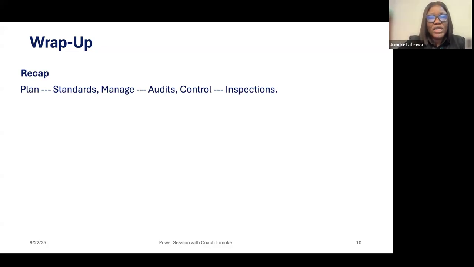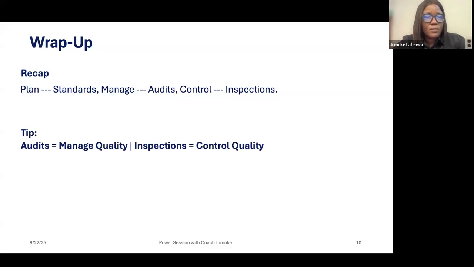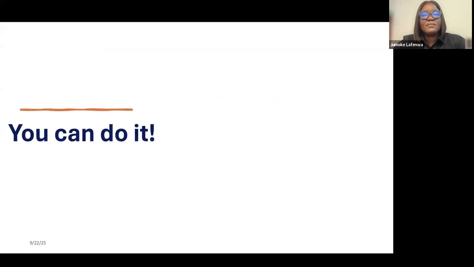Plan will lead to a standard that the quality of your product or end product must meet. Whatever you plan, you need to manage it, and that is where auditing comes in. After you finish the production, you need to check so that you are controlling quality before it's delivered to your customer, and that is where inspections come in. So audit is done when you are managing quality. Inspections are done when you are controlling quality.